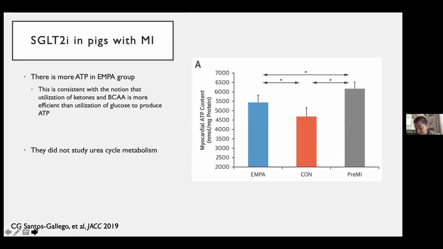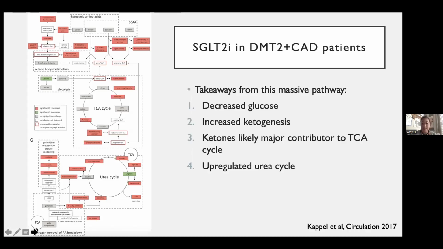And ultimately, what they did show is that when you treat these MI pigs with empagliflozin, the heart actually does have more ATP. And so this is consistent with the notion that the utilization of ketones and these branched chain amino acids, and/or fatty acid beta oxidation, is far more efficient at utilization of those macromolecules to produce ATP. So the only caveat is that they didn't actually study urea cycle metabolism, which brings me to the next study that I'm going to talk about.